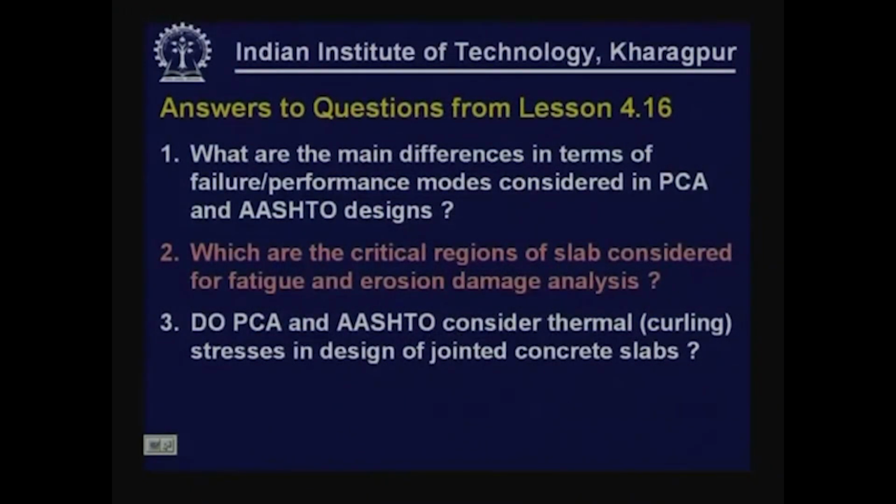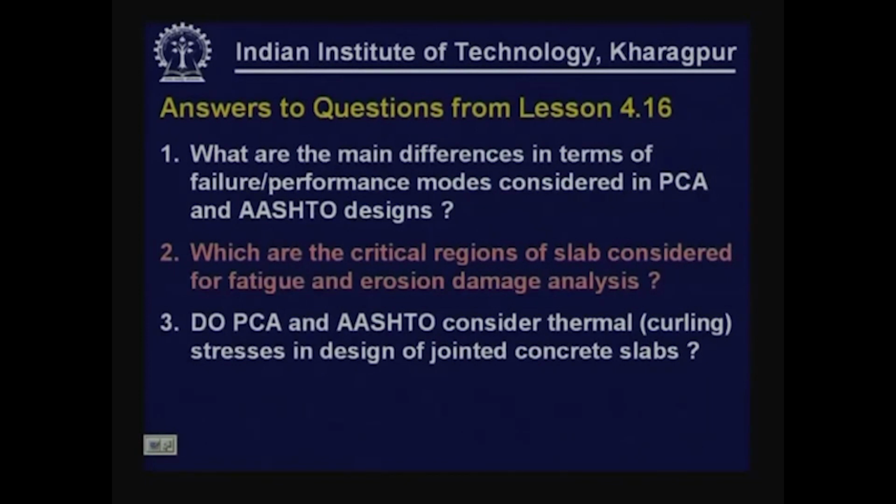AASHTO performance is defined in terms of PSI, present serviceability index, which only takes into account the surface characteristics, longitudinal slope variance, cracking and rutting, whereas the PCA procedure is in terms of theoretical evaluation of the pavements. So fatigue criterion is there, erosion criterion also is there.